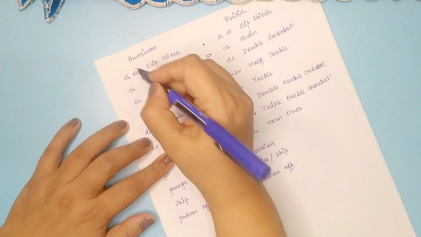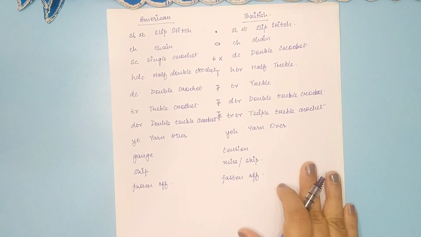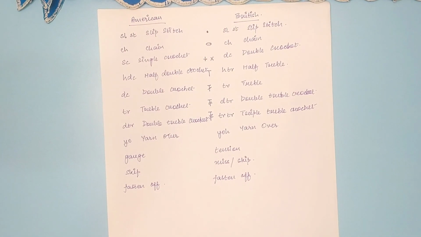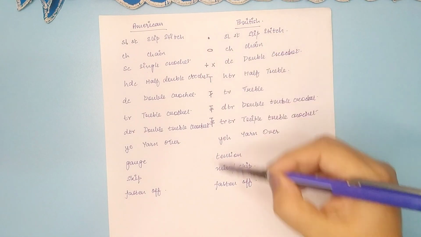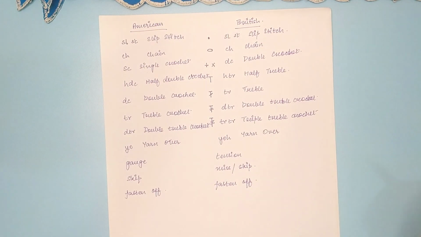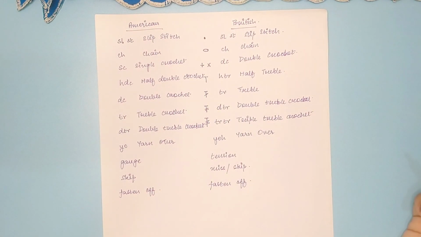So my friends, this is the American and British way of symbolizing how the crochet symbols would look and how you would read the charts. Like I said in the beginning of the session, we are only going to talk about the basics today. However, as we proceed, we will talk about the more complicated ones, and I'll also at the same time tell you how to read them.